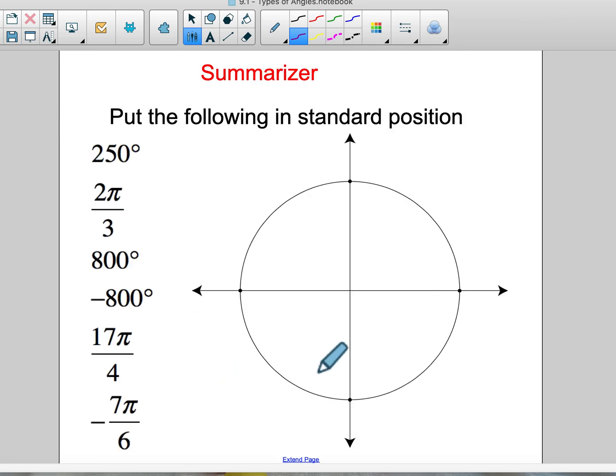Right? So I want you to take these angles and draw them. And once you do that, you can check. Once you do that, actually, you guys can go ahead and do the homework. Key's posted too, so you can check your answers. Good luck.